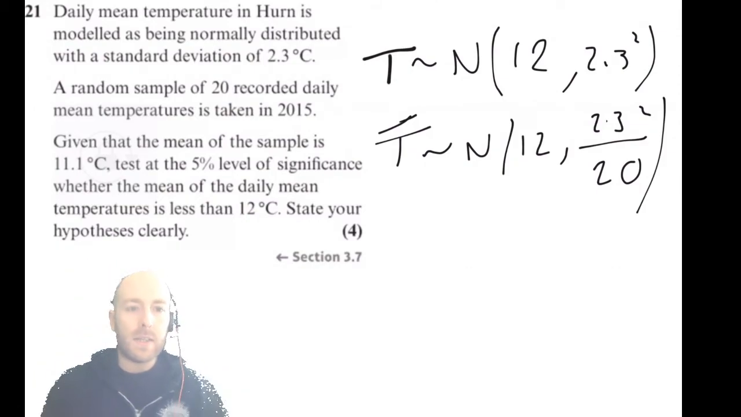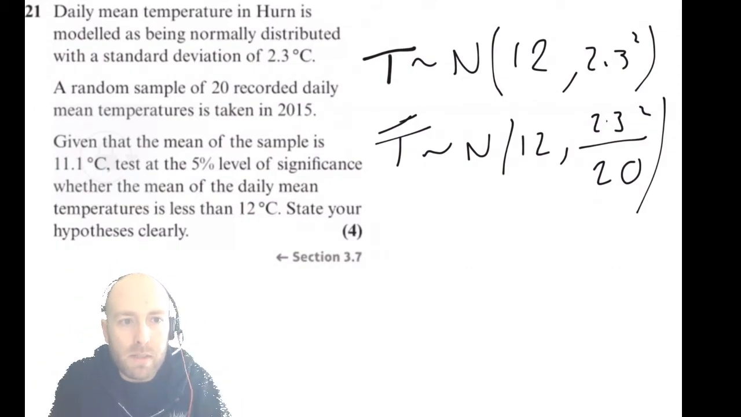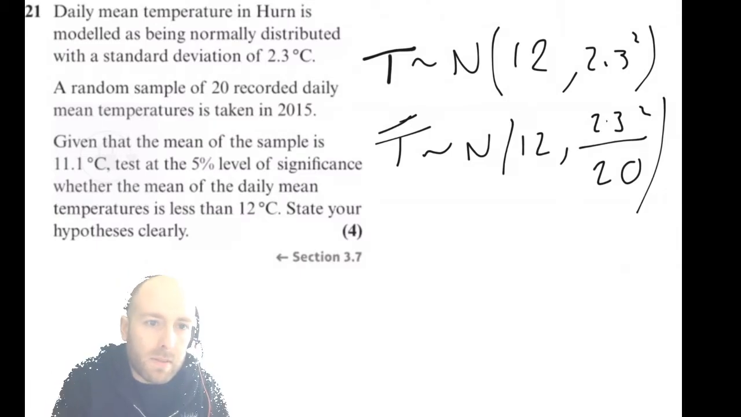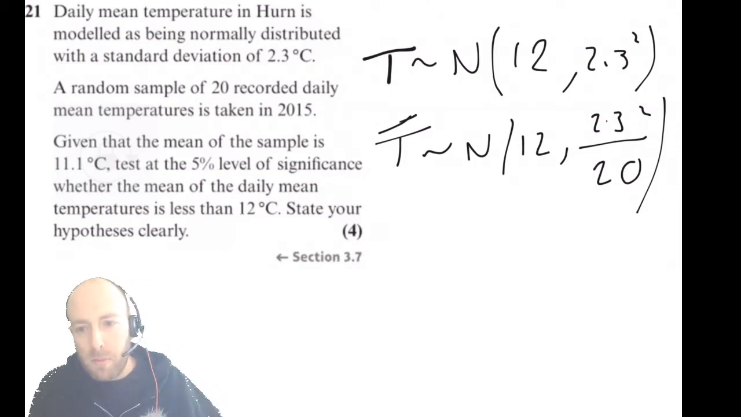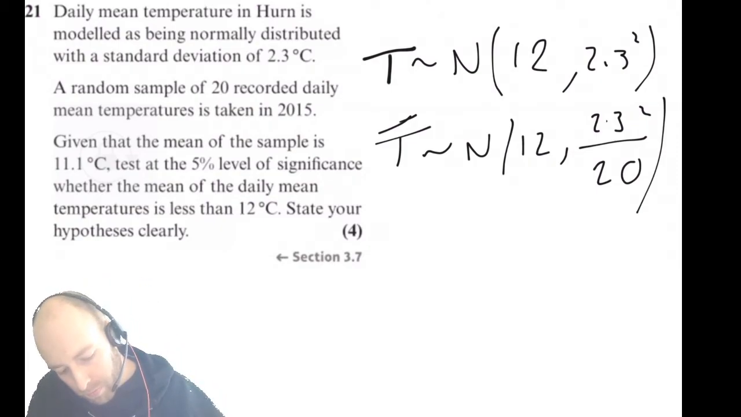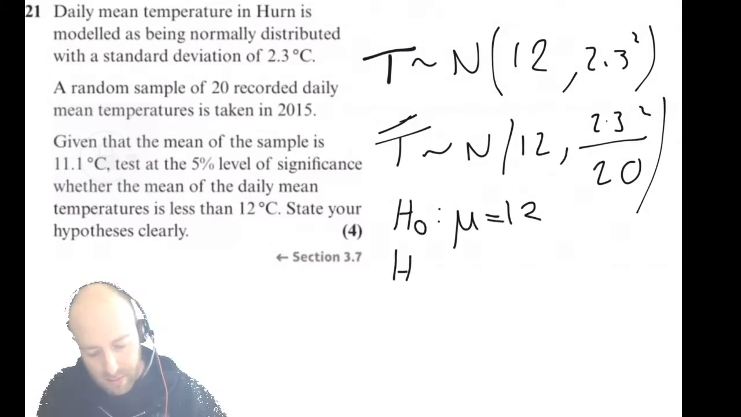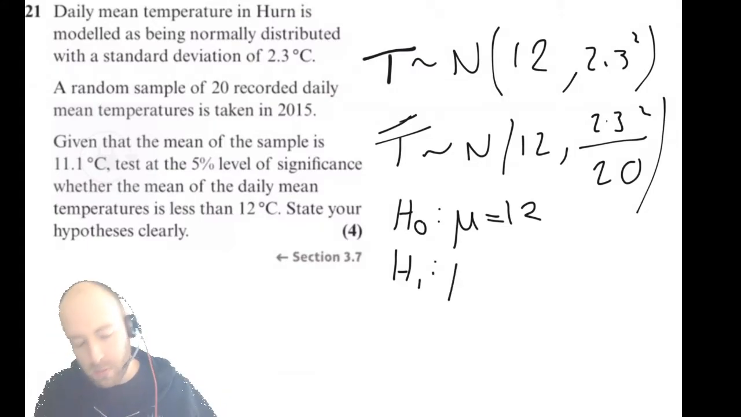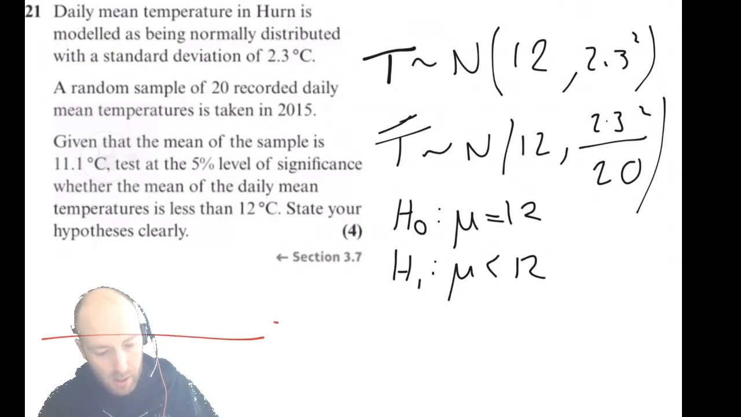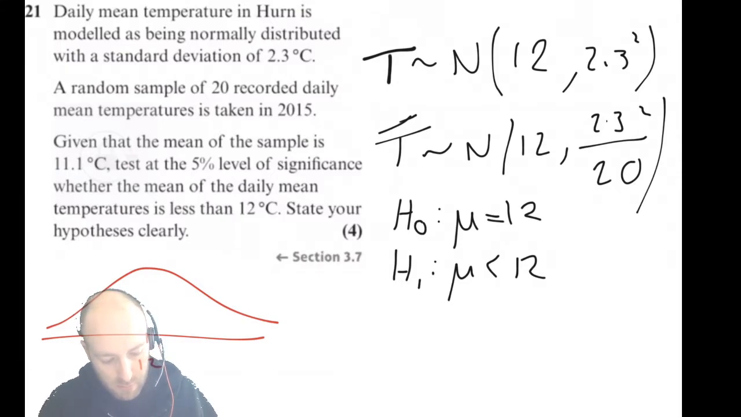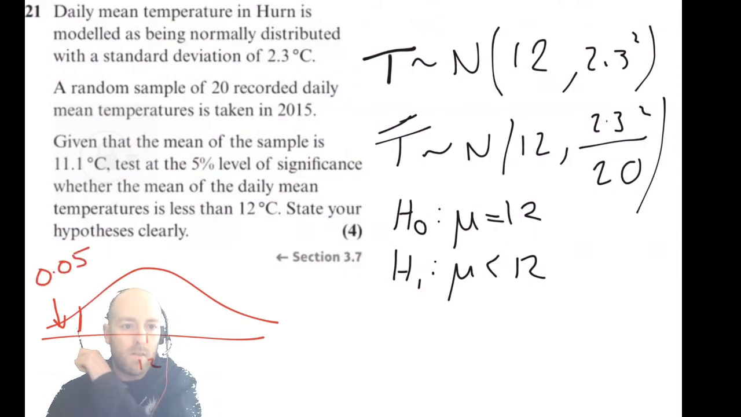All right, so we got sampled. The mean of the sample is 11.1. We're testing at the 5% significance level whether the temperatures should be less than 12. So we need to state our hypotheses clearly. So H0, the mean is still 12. H1, we're trying to test if it's less, so mu is less than 12. So we've got a one-tailed test for our mean here. We know 12 there, we're trying to test to the left. So we know this area here is 0.05, and we're trying to find out what this critical value is here.